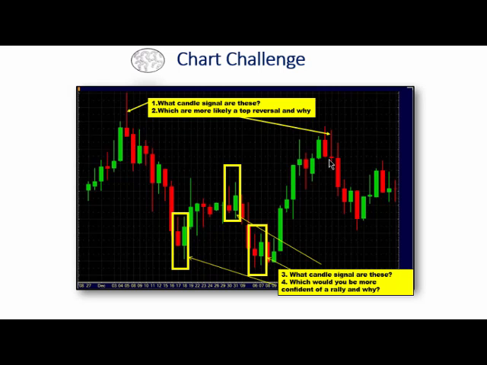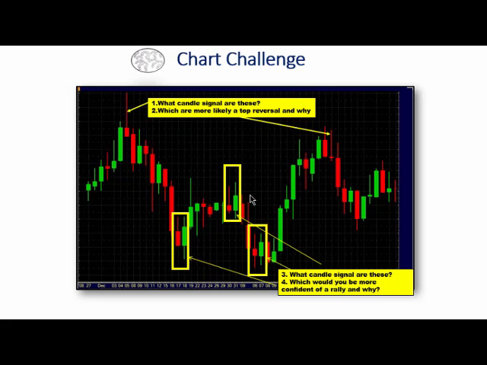Here we have another shooting star, but because it's a doji and right near the bottom end of the trading range, this almost is a gravestone doji where the open, low, and close are on the low of the session. But for those of you not familiar with that particular type of candle signal, this certainly could be viewed as a shooting star. Now, which are more likely a top reversal based on what we're showing here?